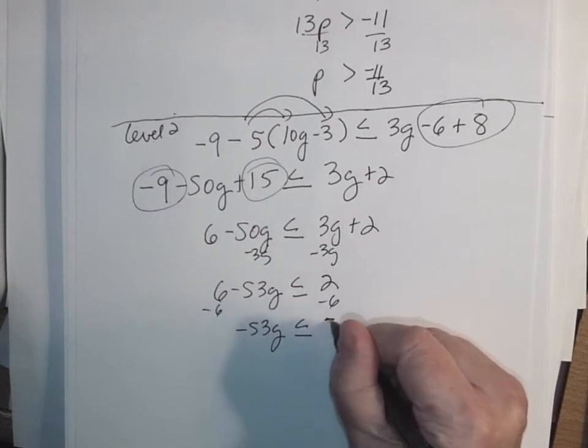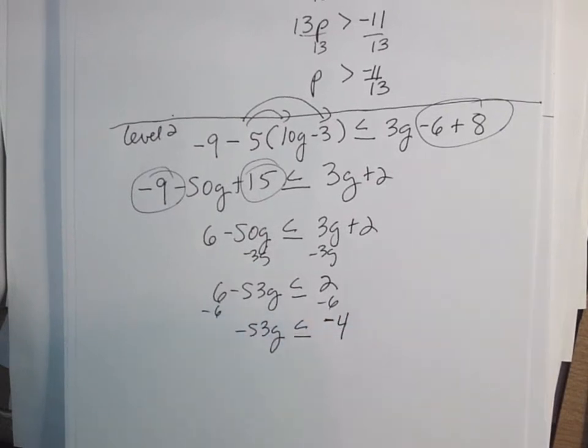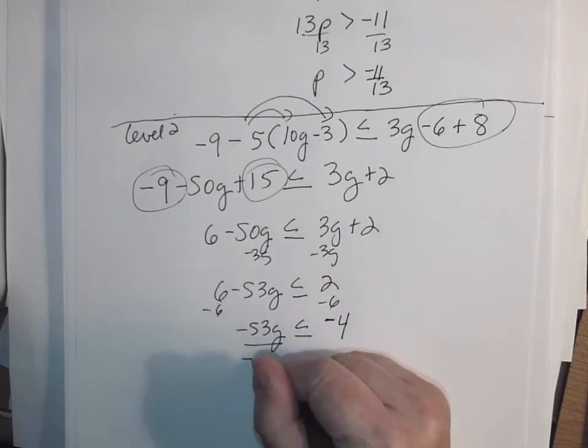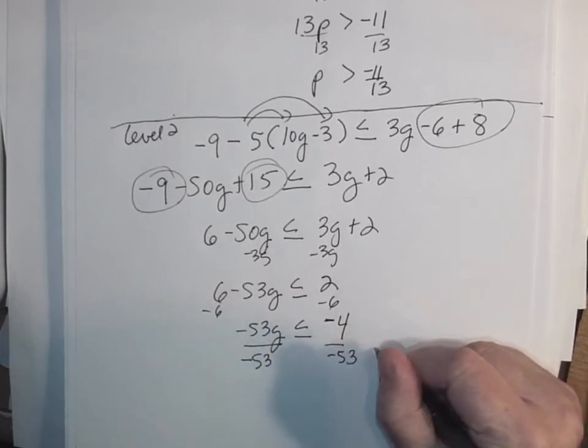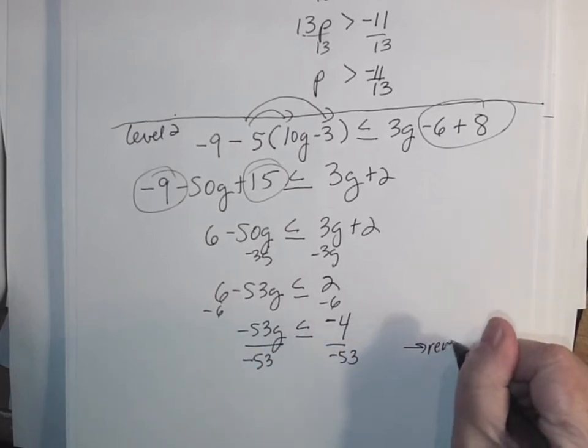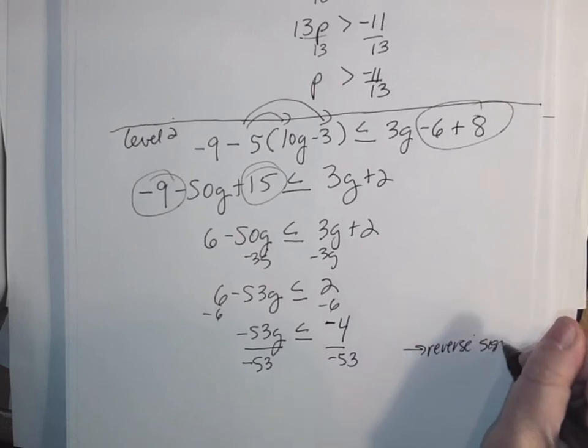Okay, now we want to isolate that g. Guess what? We're going to have to divide it by a negative 53 on both sides. And what does that mean? We have to be careful. We have to reverse that sign. So get in a habit, whatever that looks like, so that you remember to reverse it.